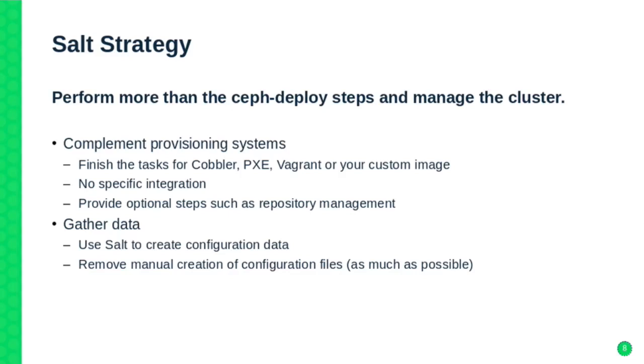So the Salt strategy that I went with here was to do at least what ceph-deploy does for deployment and more. So to think about it from that way, many of us are coming from different places, different backgrounds. You could be using your own Pixie server, you could be using Vagrant, you might be in the cloud. As a result, depending on your environment, you probably already have a provisioning system. On the other hand, if you're in a virtual environment, you might not have any provisioning system. So the first thing to take care of is finish provisioning, whatever that happens to mean for a given environment.